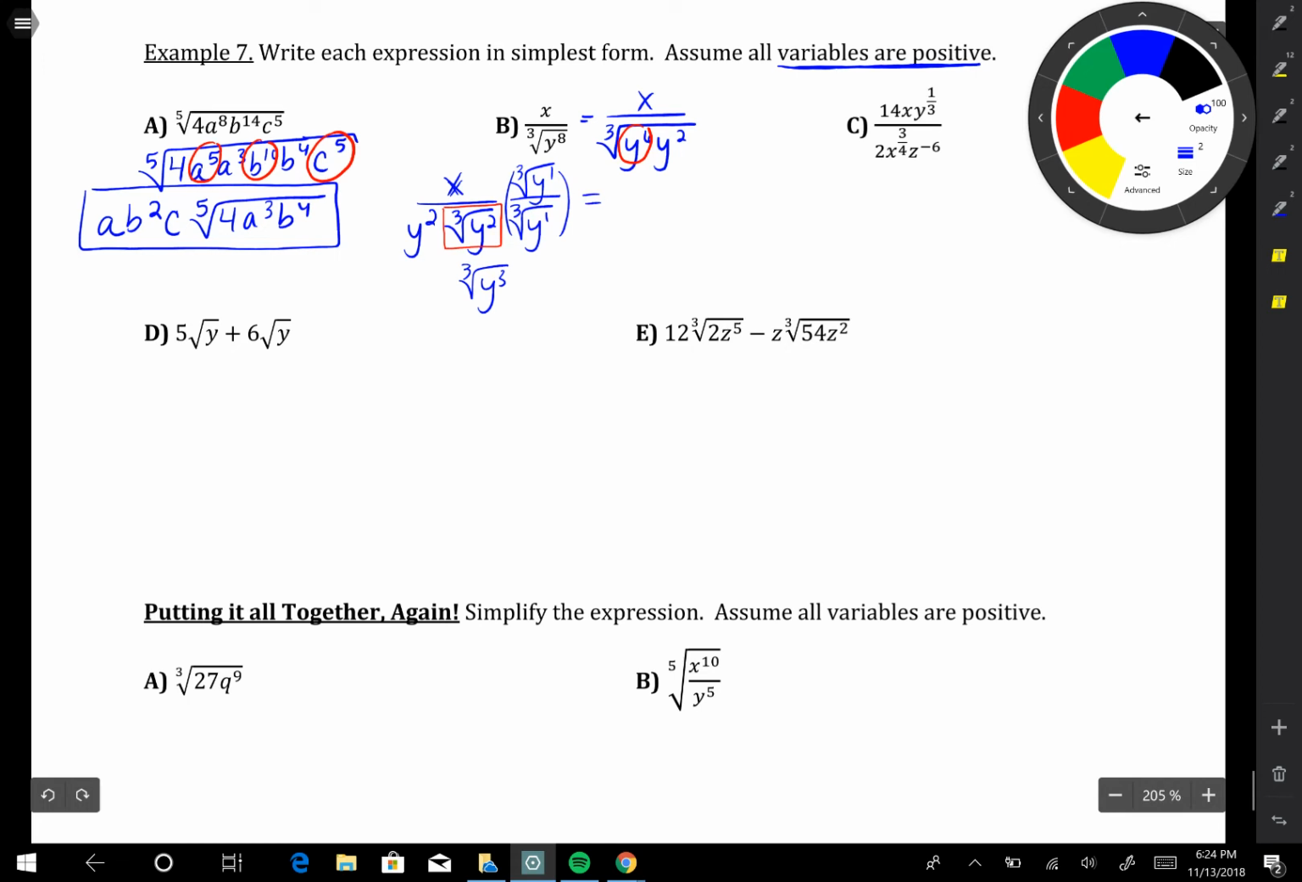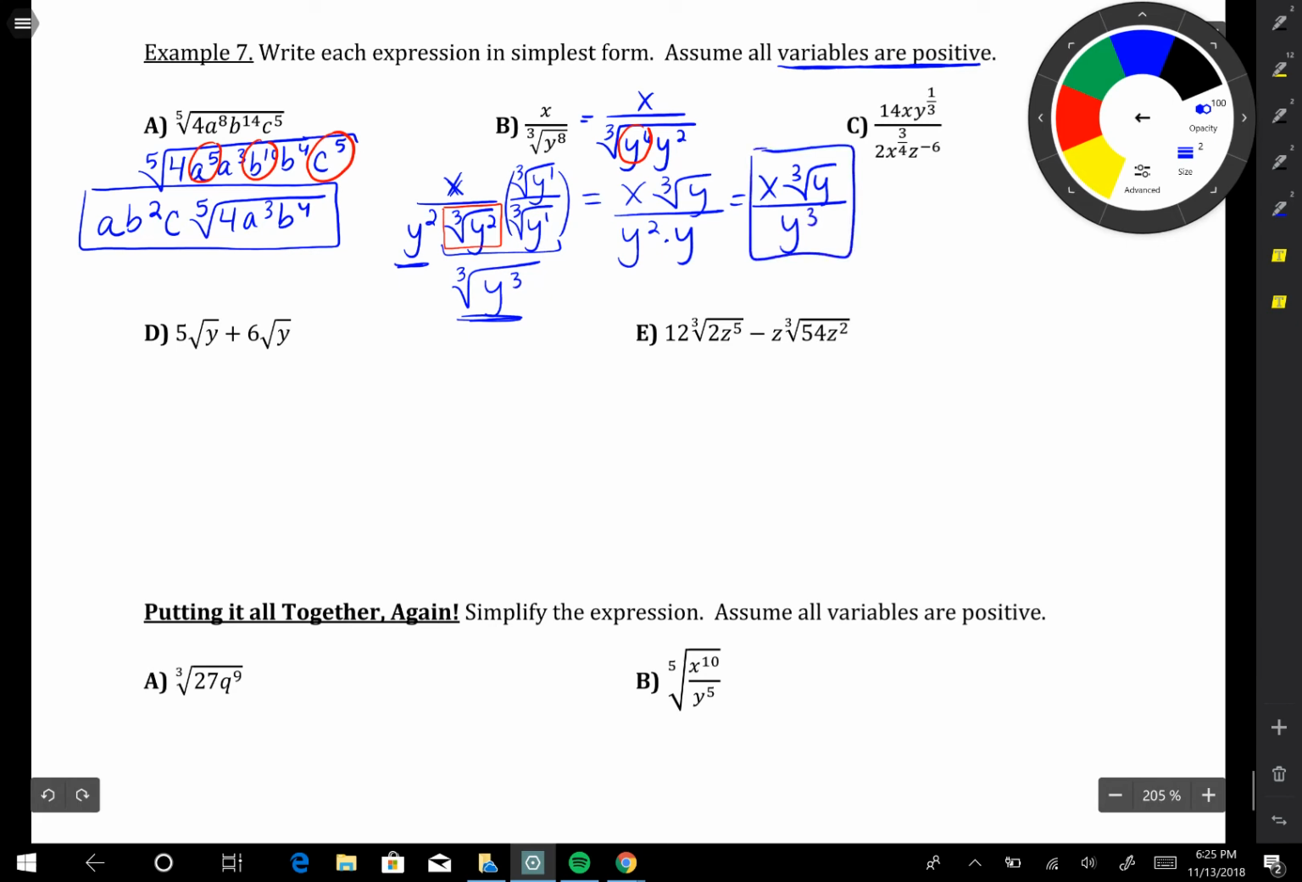Because what happens there, let me get rid of this so you can see. Because these are both under cube root, that results in the cube root of y squared times y to the first, which is y cubed. Okay, so that works out nicely. So in my numerator, I have x times the cube root of y. And in my denominator, I still have this y squared from the front times the cube root of y cubed, which is just y. And then one more step, that would be x times the cube root of y over y squared times y, which is y cubed. And I've rationalized my denominator.